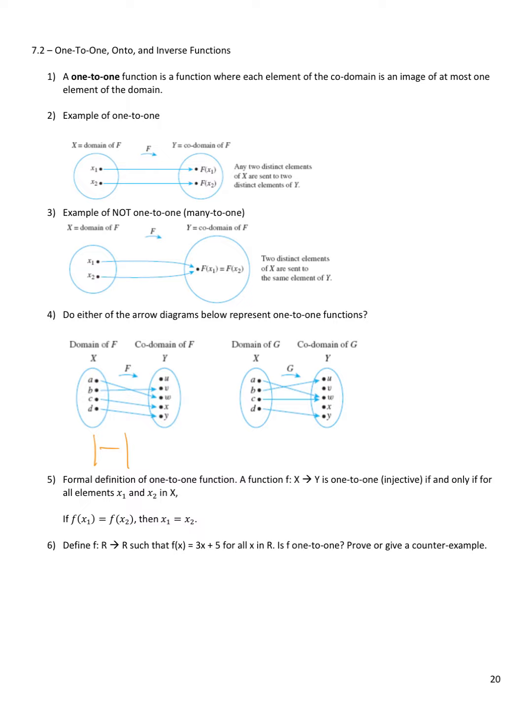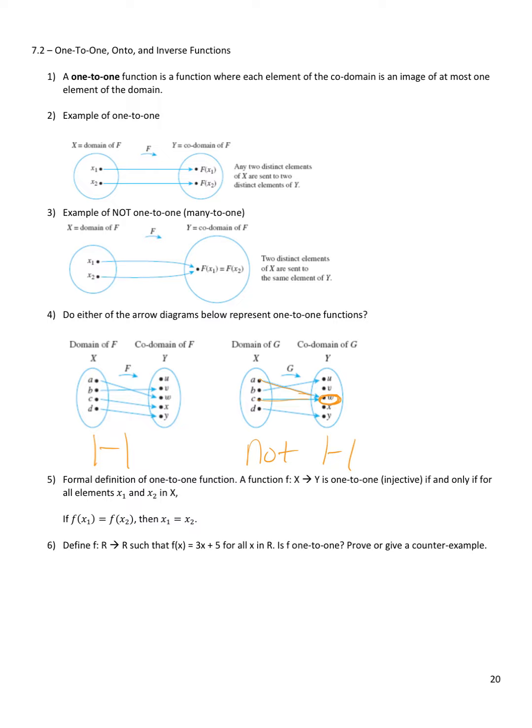Whereas this second one, W is a problem, right? W has arrows coming from two different elements of the domain, which means 2-to-1, right? Two X's going to one Y. So this is 2-to-1, and this is not one-to-one.